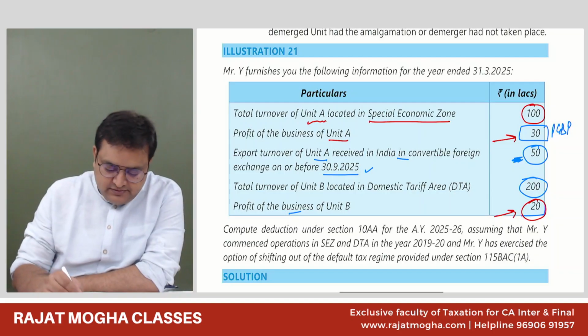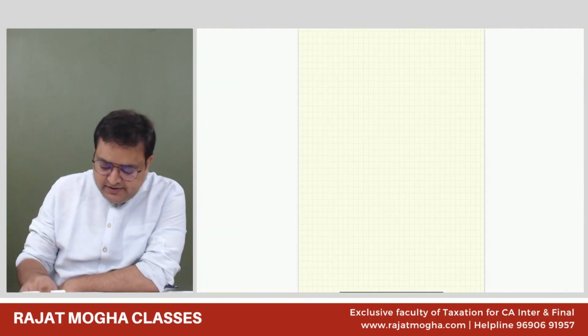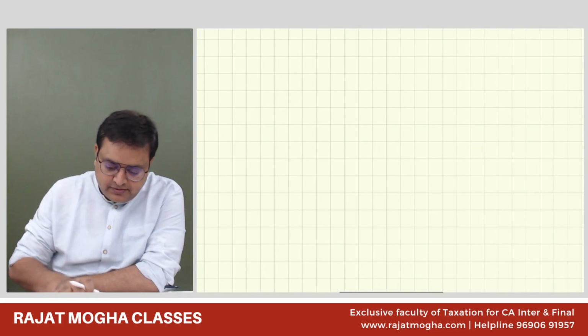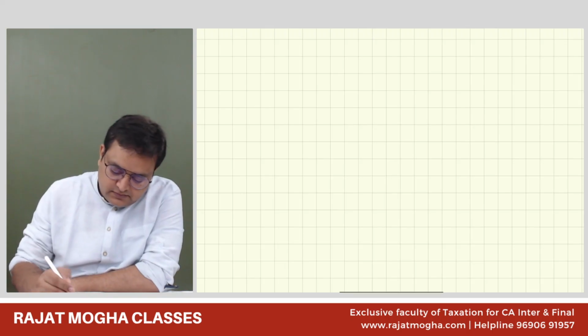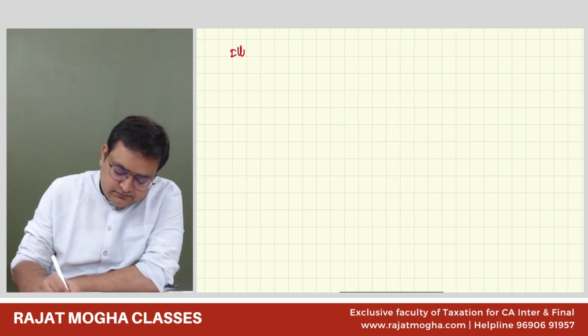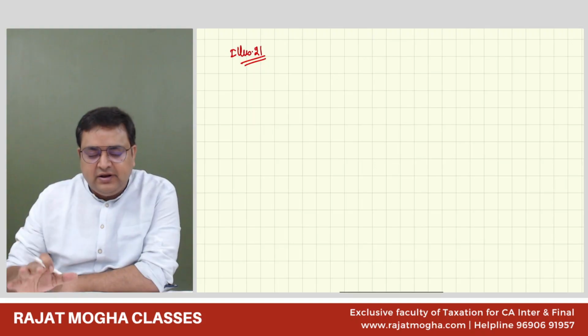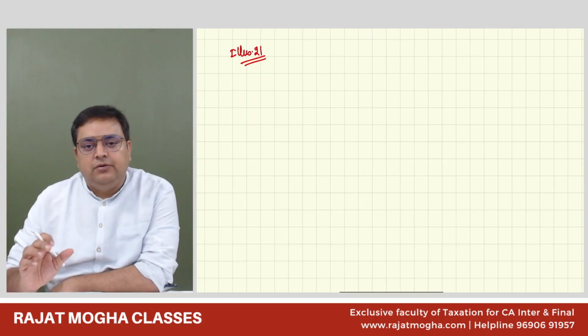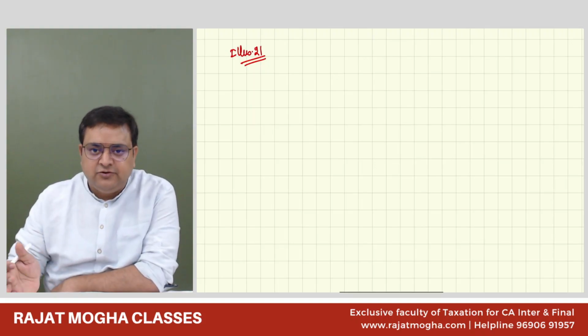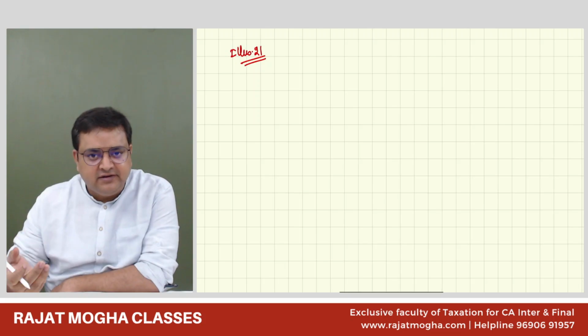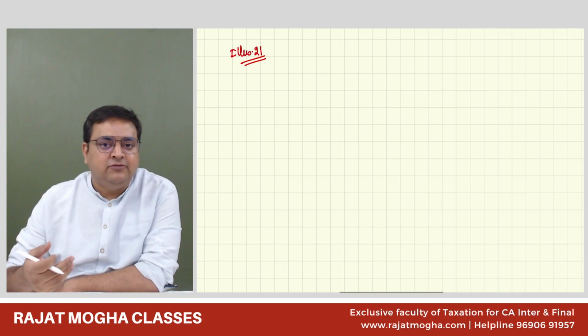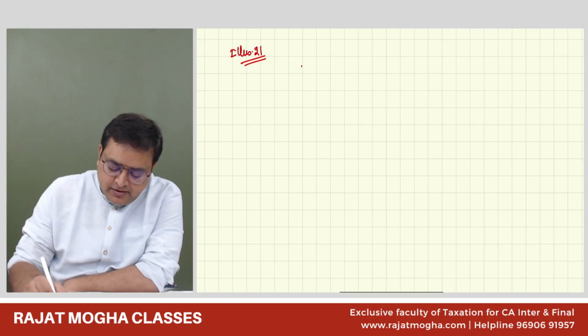So we can quickly do this as well. Illustration number 21. In your examination, please only write what is asked in the question. It is asked what the deduction available is, but just for your reference, if they had asked for the total income, what would my answer have been?